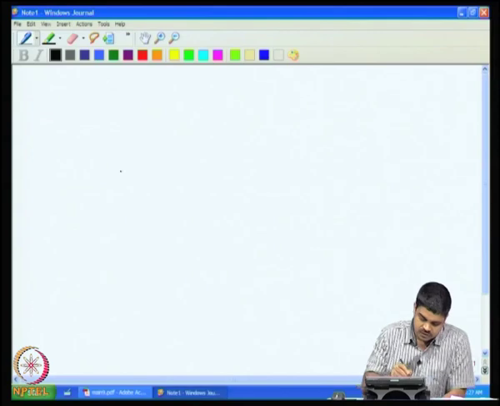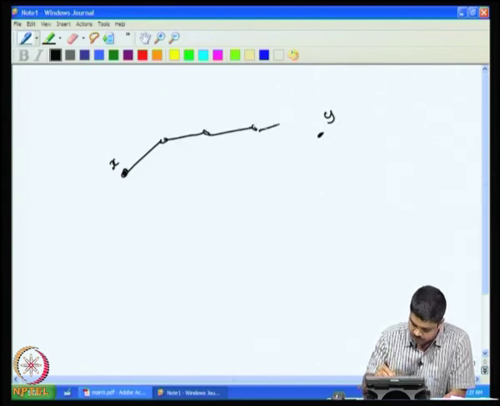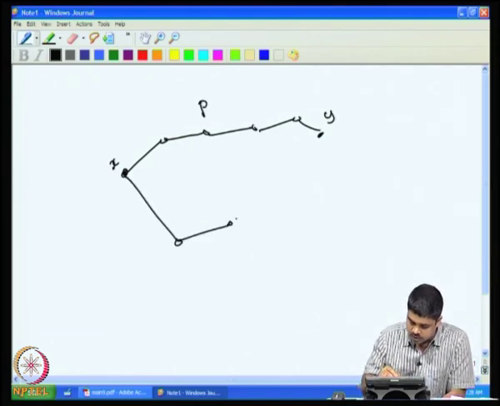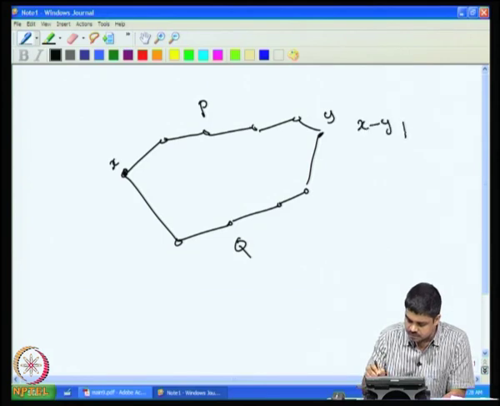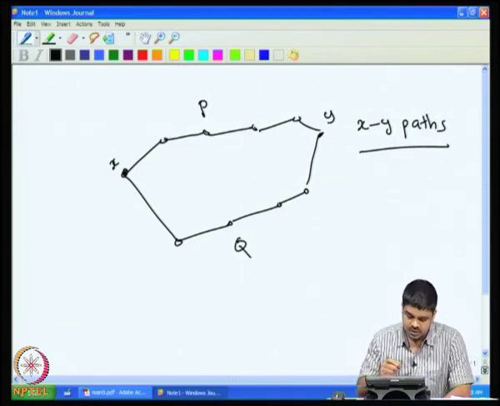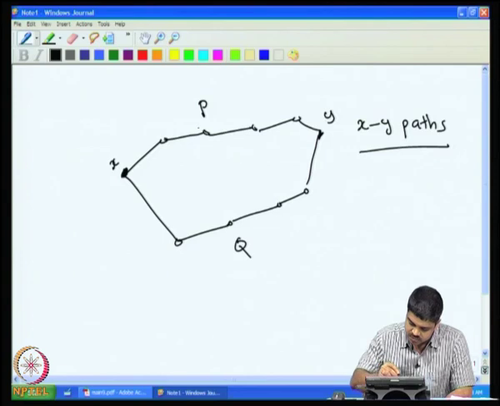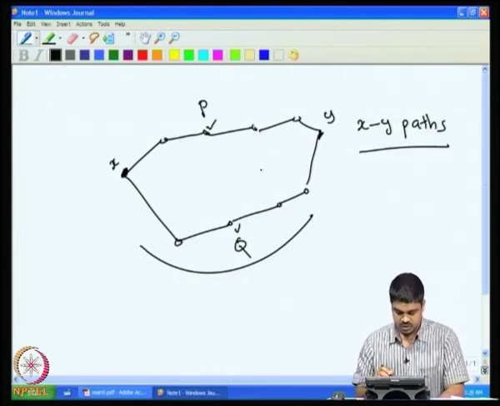For instance, if these are the two vertices x and y, and suppose this is one path p between x and y, and here is another path q between the same two vertices x and y. We say that these two xy paths are internally vertex disjoint if they share only the beginning and end vertices. That means none of the vertices here will be in this path, and none of the vertices here will be in this path.